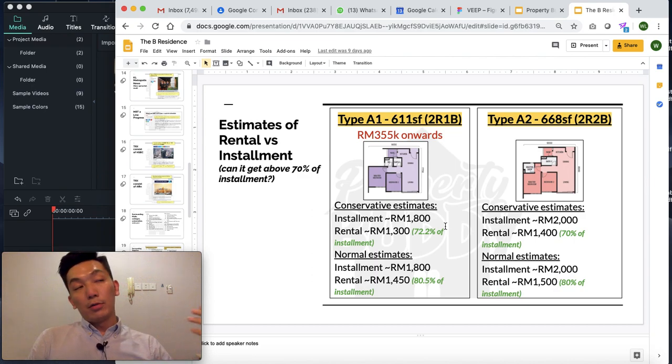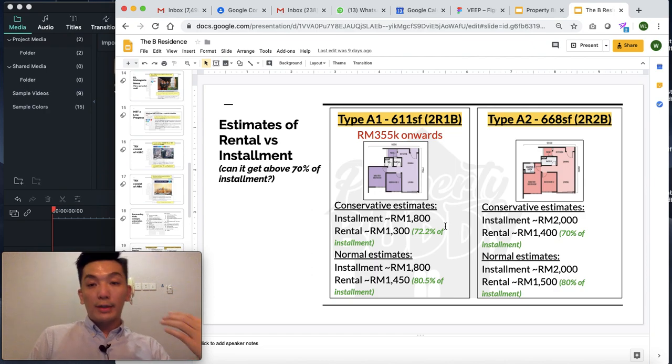The rest, you can also use the same logic. For example, you apply it to the 819 square feet, 960 square feet, 983 square feet. You can use the same formula, same steps to analyze it yourself. So from there, you have to know how much the net price or the installment is that you're paying. For example, this one, 355K onwards is the net price. Installment, let's say you put 1,008.